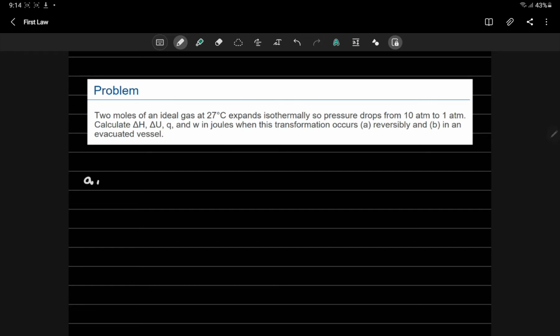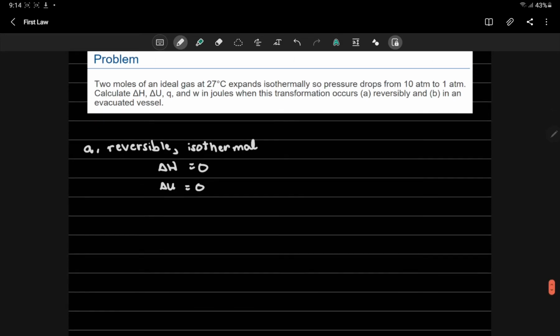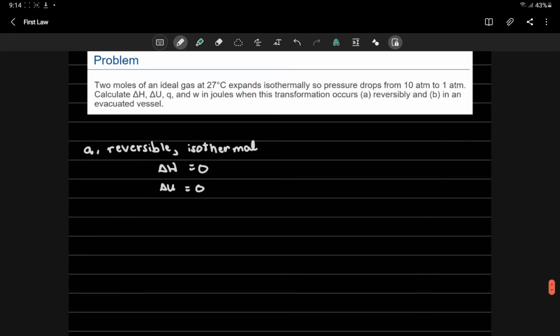So letter A, reversible yung process and isothermal siya. So kung ganon, di delta H will be 0 and delta U will also be 0 kasi isothermal. Alright? Yung ano naman, work. Remember, for work, for isothermal, it's negative nRT ln of V2 over V1.